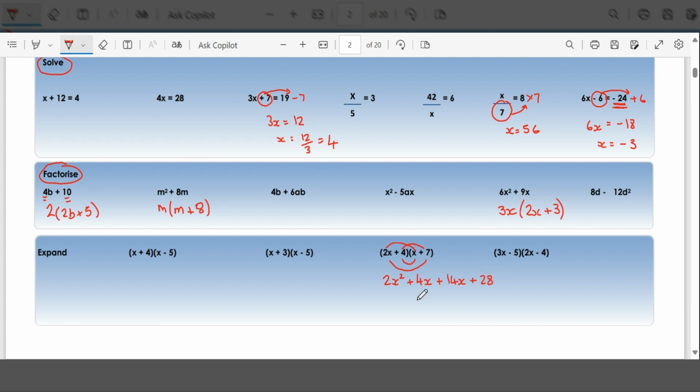And the simplifying bit here, then, would be to bring the nose and the mouth together to leave 2x squared plus 18x plus 28. Okay, try some of the others, particularly ones with the minuses here. So let me just get you going on this one. 3x times 2x. We'll have 3 times 2 is 6. X times x is x squared.